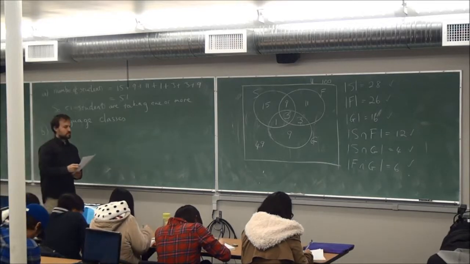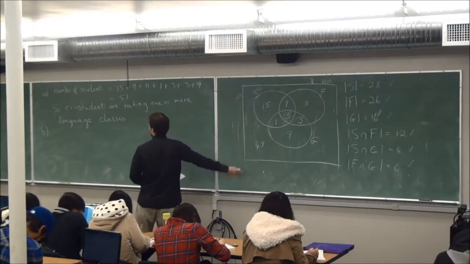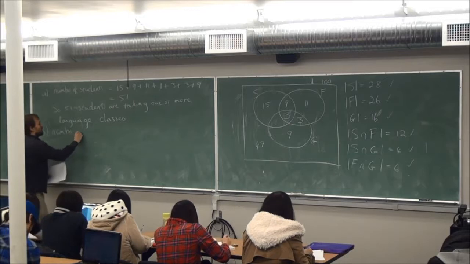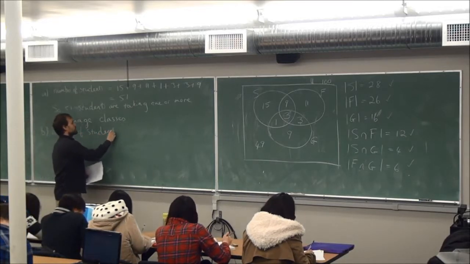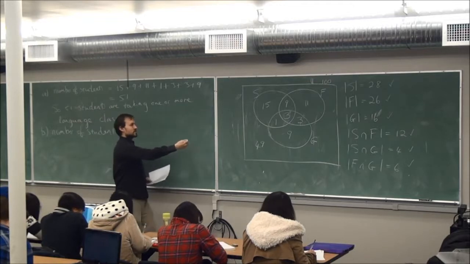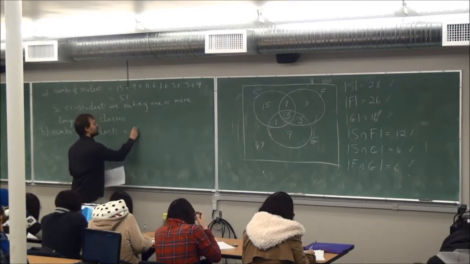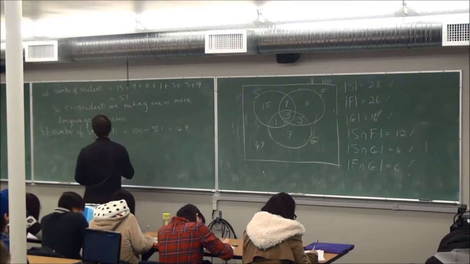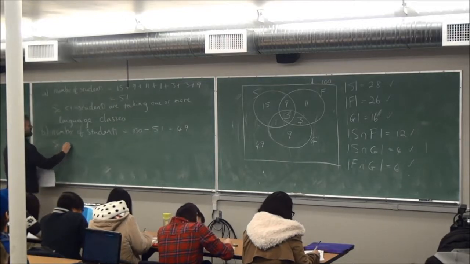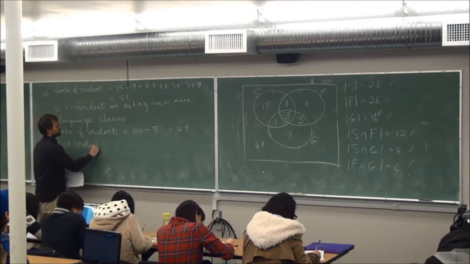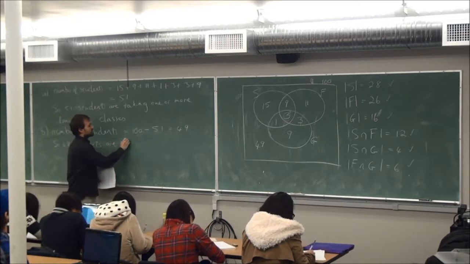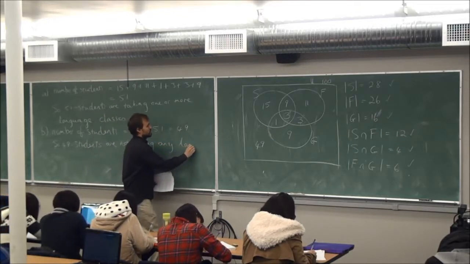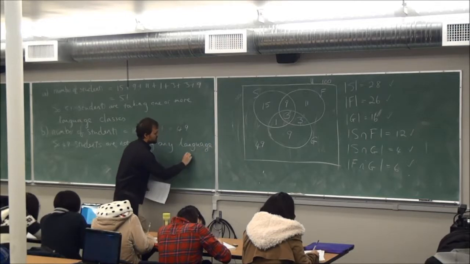Part D. How many students are not taking any language classes? How are we with that? 49. You can say number of students. So we already did all the hard work. You can say 49, you can say it's 100 minus the 51 gives me 49. So 49 students are not taking any language classes.